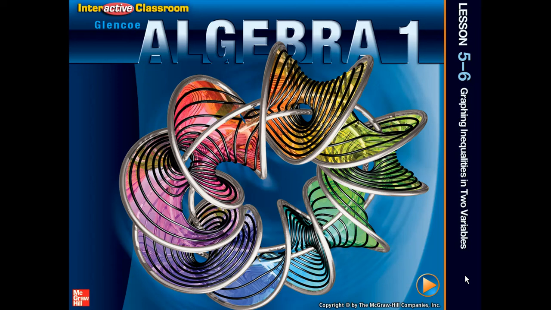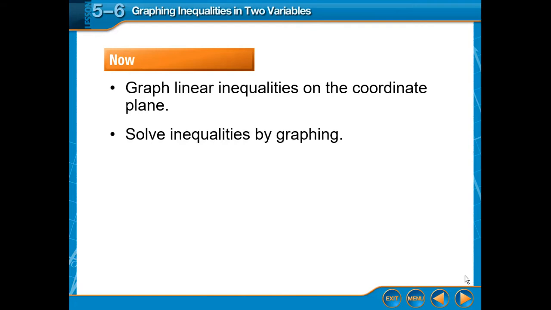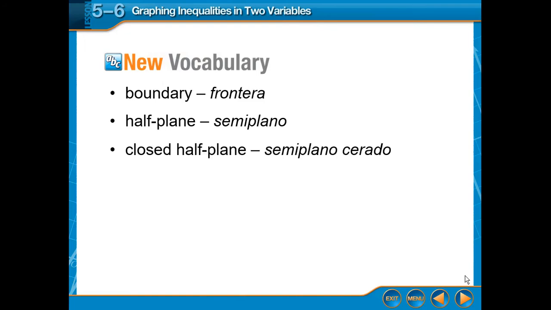Lesson 5.6 is graphing inequalities in two variables. In this lesson, you will learn to graph linear inequalities on the coordinate plane and solve inequalities by graphing. Your vocabulary for the section is boundary, half plane, closed half plane, and open half plane.